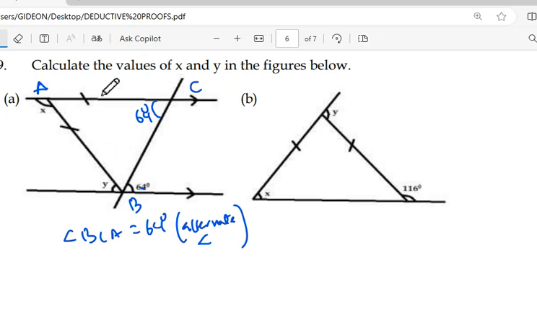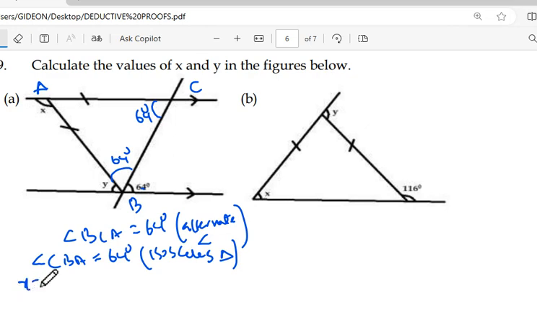Now this is an isosceles triangle. So if this is 64, that means this is also 64. That's angle CBA is also 64 degrees. Isosceles triangle. So to get x, it becomes exterior angle of a triangle. Look at this. When we sum this up, we get x. So x is equal to 64 plus 64, which is 128 degrees. That's for x.